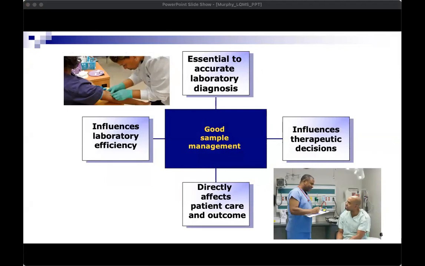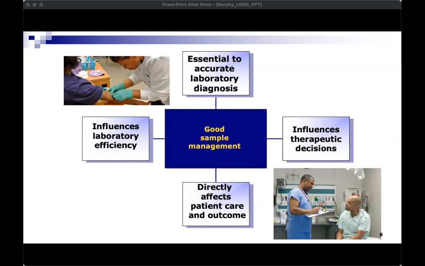So good sample management is critical to the accuracy and reliability of testing, and therefore to the confidence in laboratory diagnosis. Laboratory results directly influence therapeutic decisions and have a significant impact on patient care and outcomes. It's important to provide accurate lab results in order to assure good treatment. So our role in the lab is so important, whether it's in a clinical lab or a research lab. And it's important to always think about the effect on patient care, because at the end of the day, that's really what we're all here for.